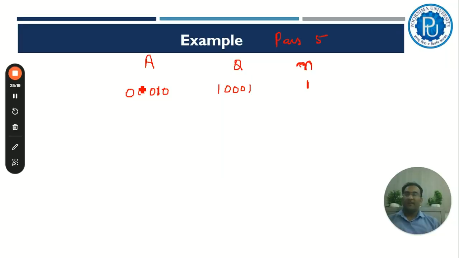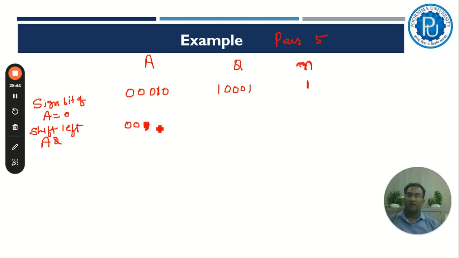So let's begin. As you see, now the sign bit of A is 0. So we will first shift left the AQ register. So 0 0 1 0, and this MSB of Q will be shifted left into the accumulator, 0 0 0 1, and this will be left blank.